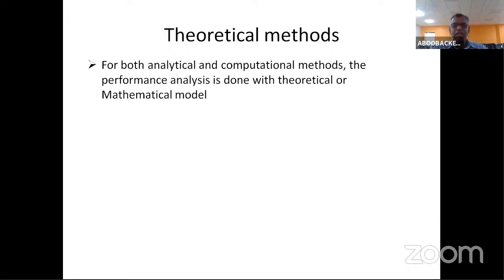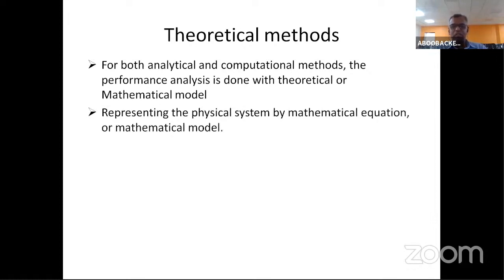So for analytical methods, the performance analysis is done with a theoretical or mathematical model. Instead of a physical model, what we need is only a mathematical model. A mathematical model is a set of equations representing the physical system, and it should characterize the physical system. That is, all the behaviors of the physical system, dynamic and static, should be represented in the mathematical model.